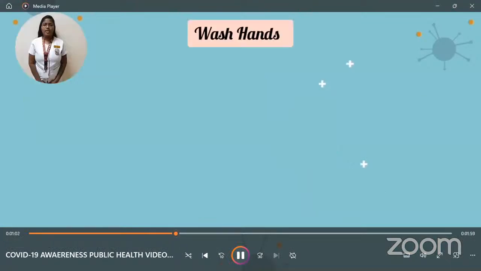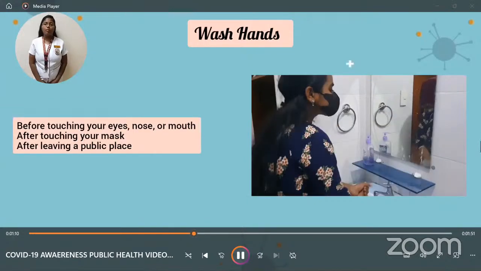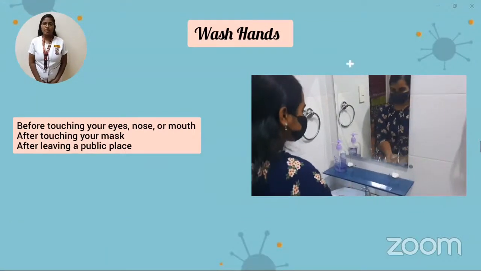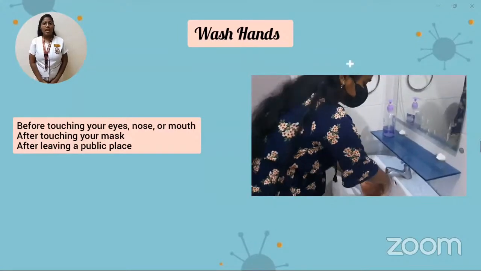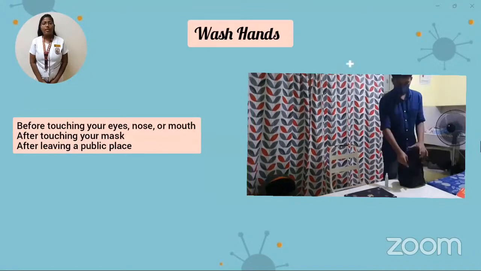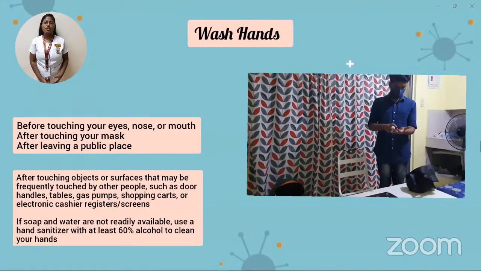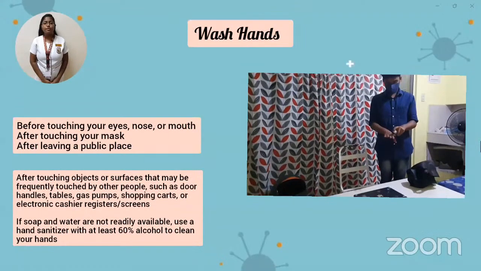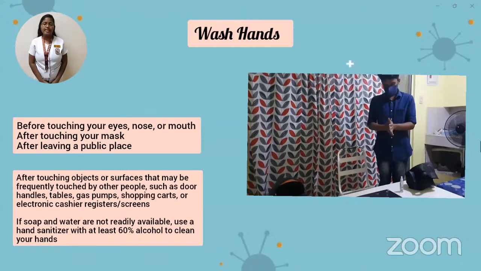Now I am going to tell you about the preventive measures of COVID-19. The first thing is washing hands. To prevent the spread of germs during the COVID-19 pandemic, we should wash our hands using soap and water for at least 20 seconds before touching our eyes, nose and mouth, after touching the mask, after leaving public places, and after touching objects or surfaces that may be touched by other persons, such as doors, handles, tables, gas pumps, shopping carts.